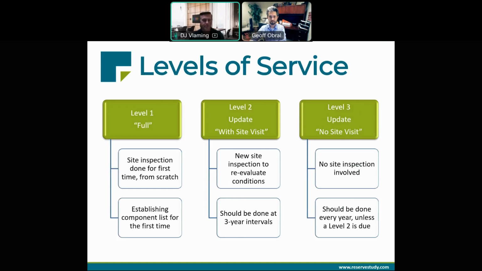Okay, we're getting close to wrapping this up. I've got a couple of frequently asked questions to run through. So first, we're often asked, what kinds of reserve studies are there? Well, there's 3 main types.